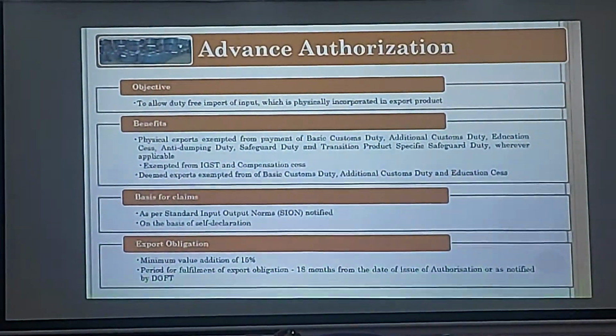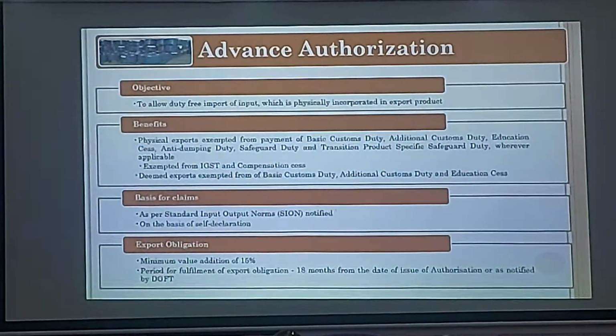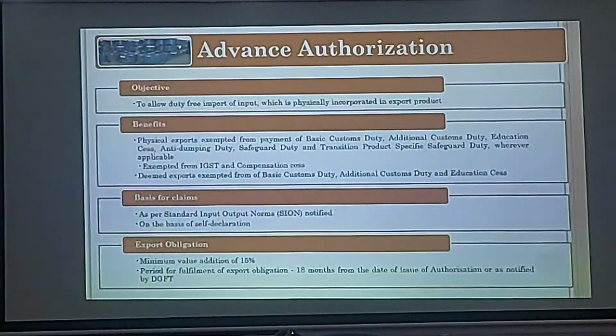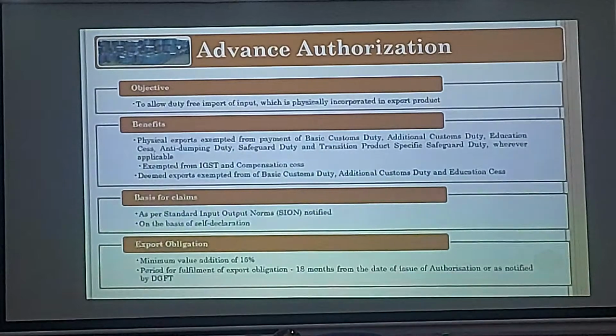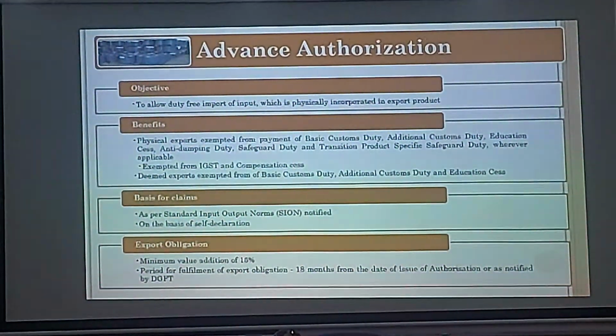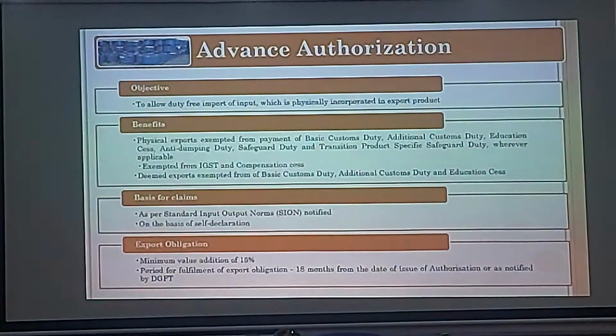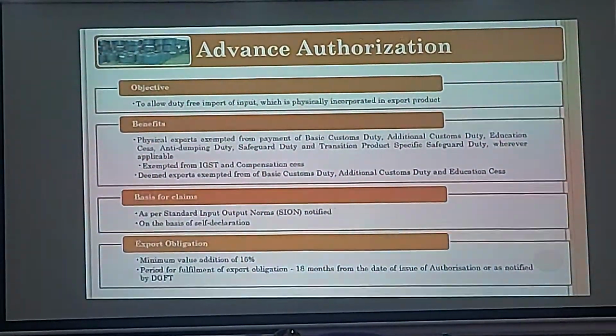But there is a condition that you have to do value addition in that. 15% is the minimum value addition required, and then you have to export it within a particular period of time, say 18 months. And then you have to come back to us with documents of export and your realization of export proceeds, and then your licensing goes. So this is the basic of that. Anything to ask on that?